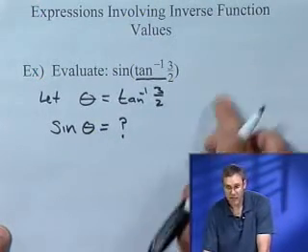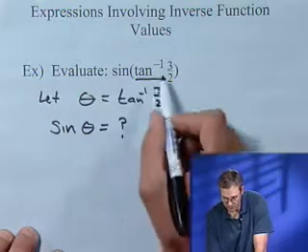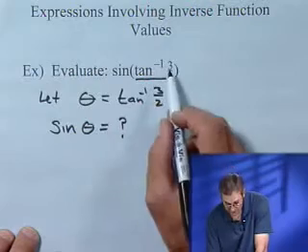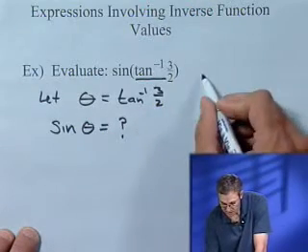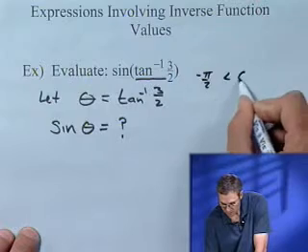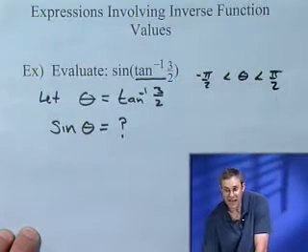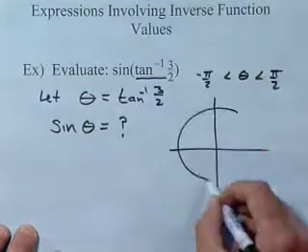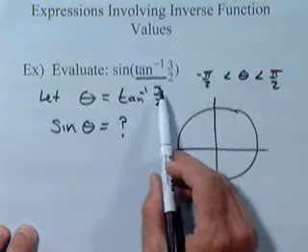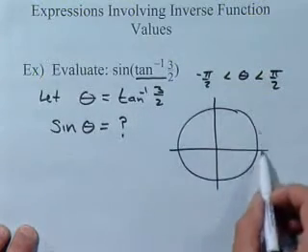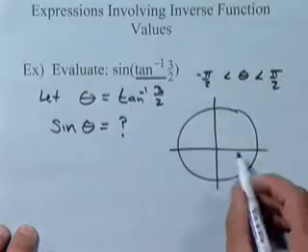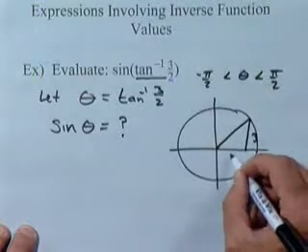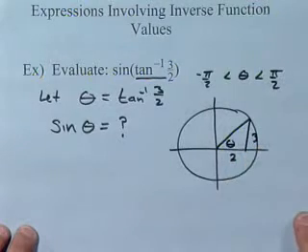Okay? Let's go ahead and draw a picture over here. Remember, the range of the arctangent is between minus pi/2 and pi/2. So this angle must be somewhere in between negative pi/2 and pi/2. So let's see if we can find it. Arctangent of 3/2 is the angle between minus pi/2 and pi/2 whose tangent is 3/2. Whose opposite over adjacent is 3/2.